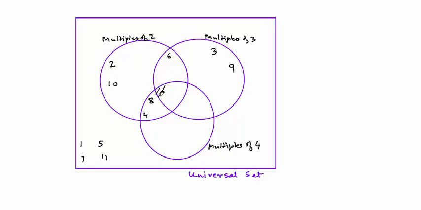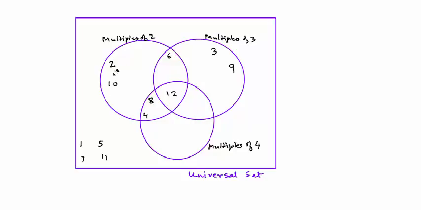The small area out here that you see, if you look at that area, it's a part of the 2 circle. It falls inside that. It's a part of the 3 circle. It falls inside that, as well as a part of the 4 circle. So we write the number 12 here to indicate it's a common multiple between 2, 3 and 4, all 3 of them.